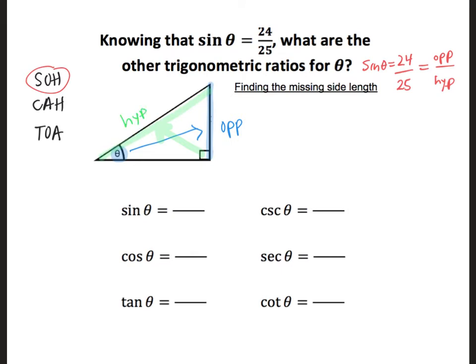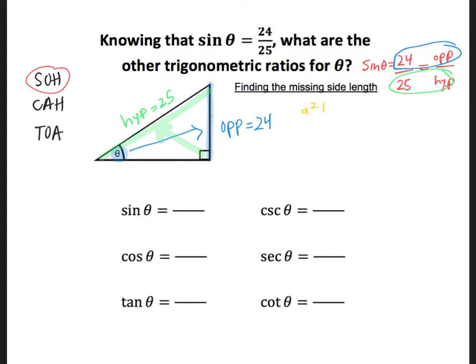And we can plug in our numbers. I know my hypotenuse is 25 because that's on the bottom of my fraction. And I know that the opposite is 24 because that's on the top of my fraction. So we're trying to find that other missing side. In order to do that, we're going to have to use the Pythagorean theorem.